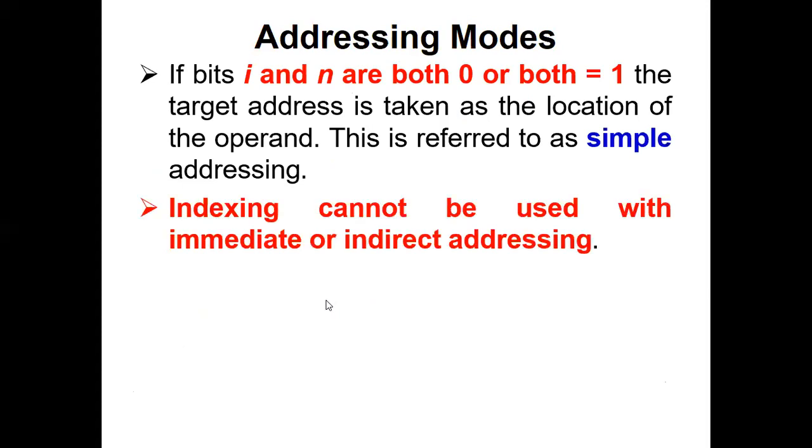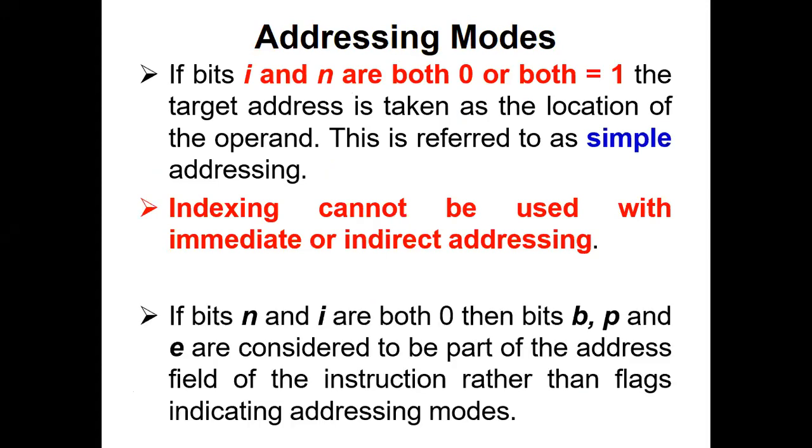Now with the simple addressing, it is the contents which we take. It is the contents which we take. Now, another restriction here is that you can't use indexing in immediate or indirect addressing. We don't use indexing, okay? Then something else again here is that when bits N and I are both 0s, okay?